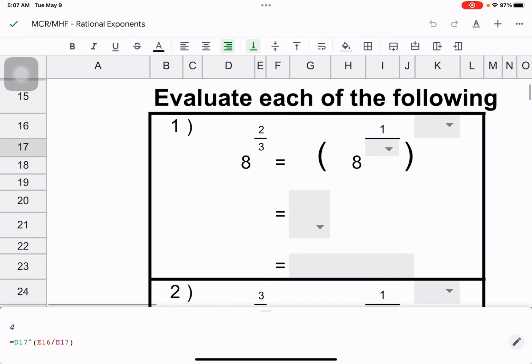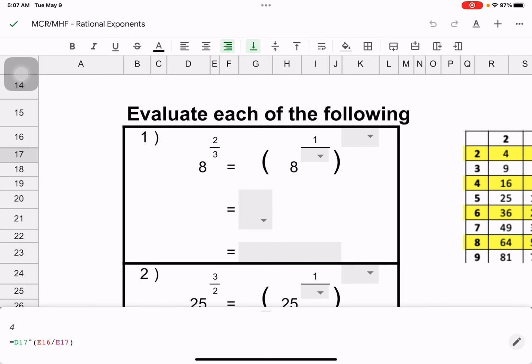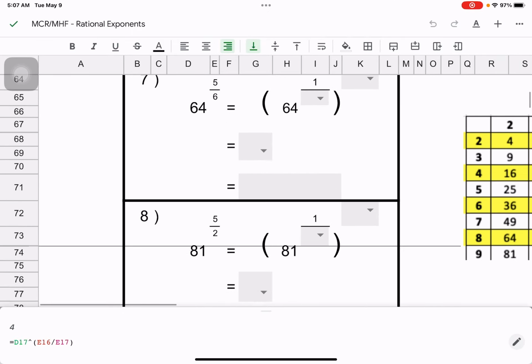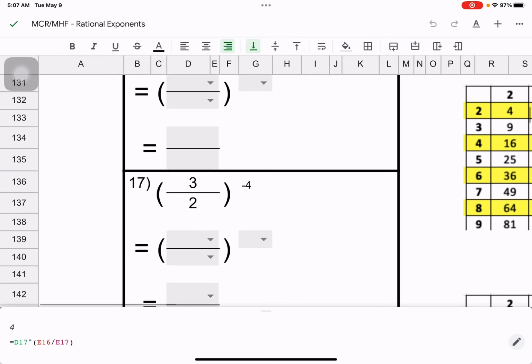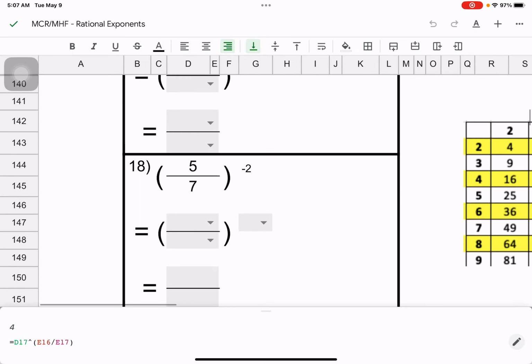Okay, folks, so that's the process. You're going to have a link to this spreadsheet, and there are a total of 18 questions. So good luck, folks.